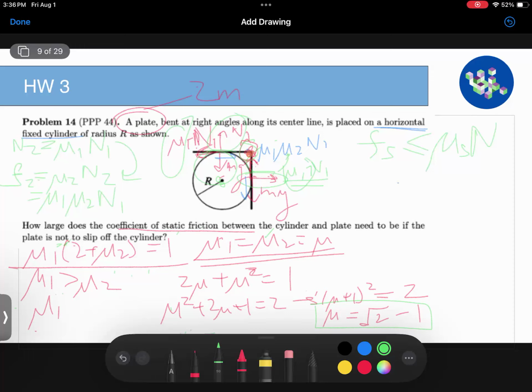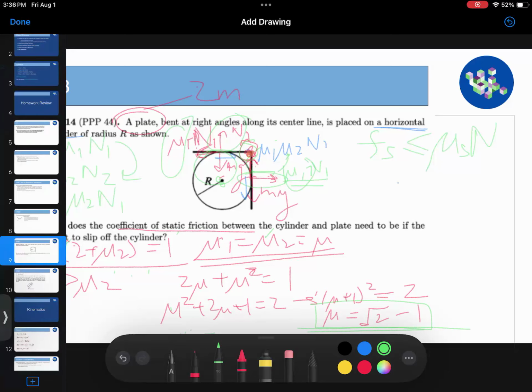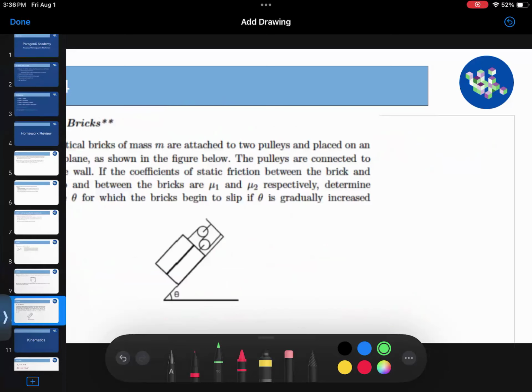Anyways, answer equals square root of 2. You got that answer in your homework, so that's a good thing. All right, let's go on to slide 10.